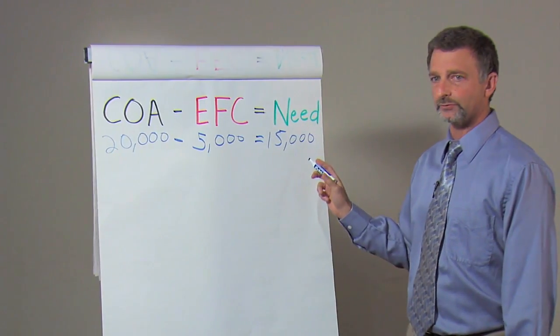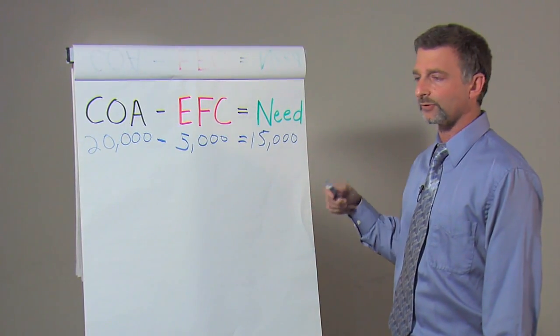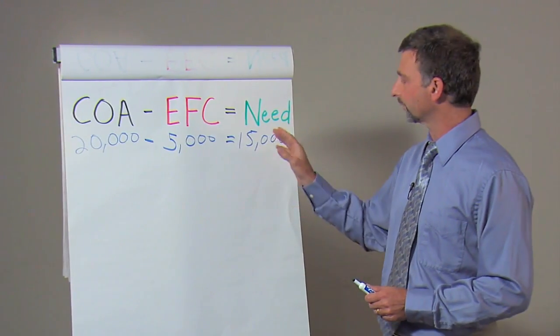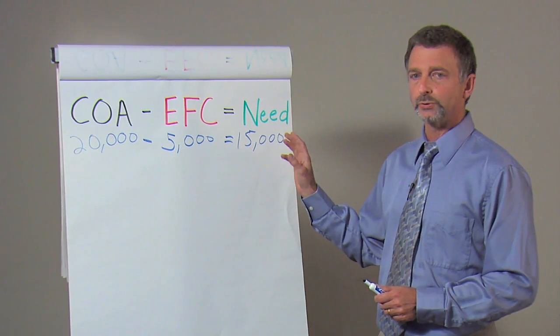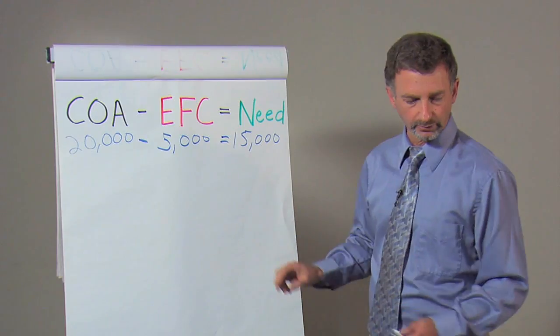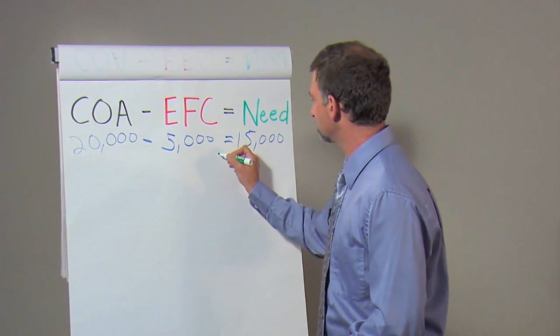So this $15,000, this need, is the starting point for the whole financial aid process. Now, you can't expect to get 100% of this $15,000. Very few schools do that. So you will get a percentage of need met of this $15,000. So let's talk about the percentage of need met.